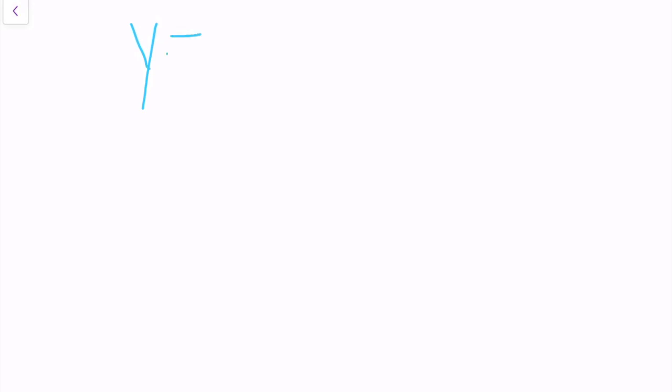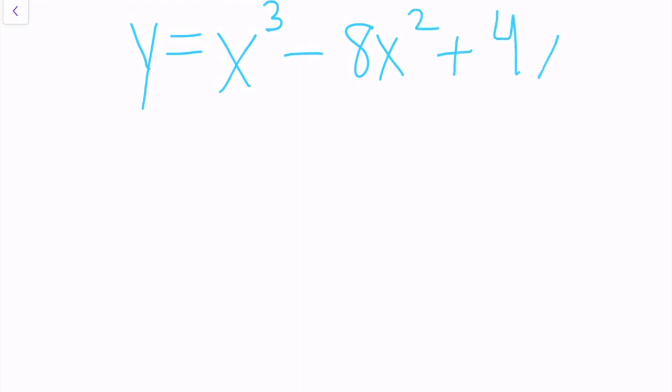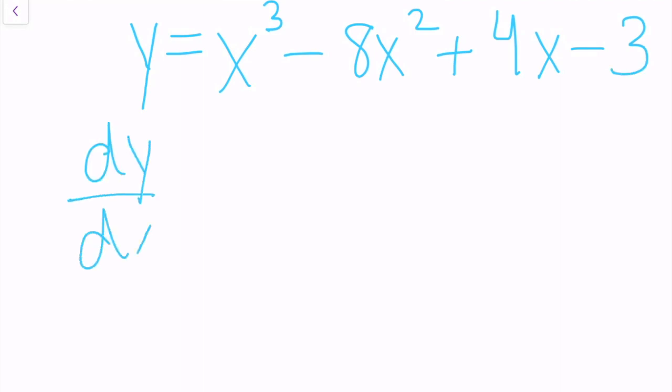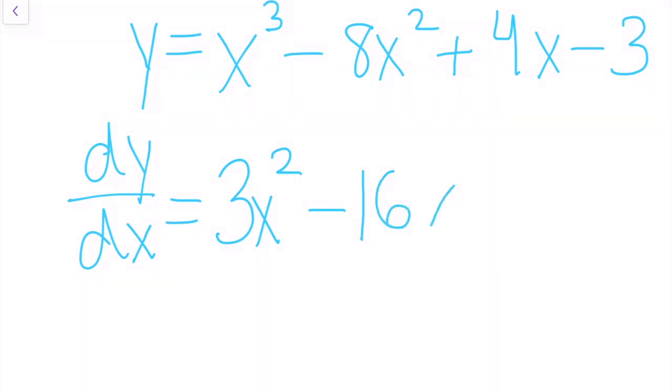The next example is y equals x cubed minus 8x squared plus 4x minus 3. Because they are connected by subtraction and addition, you can take the derivative of each term. The derivative of x cubed is 3x squared. The derivative of 8x squared is 16x. The derivative of 4x is 4. And the derivative of 3 is 0.